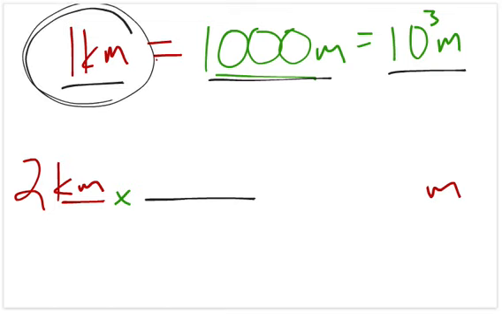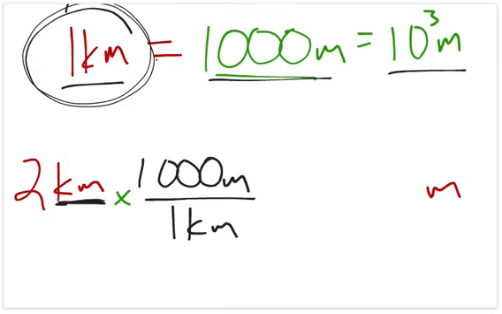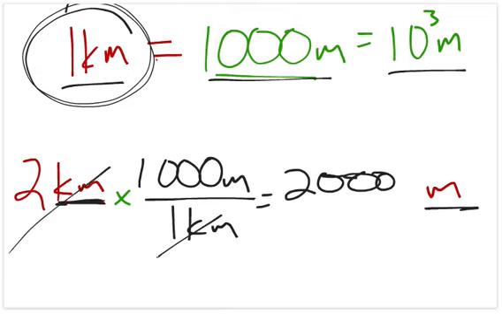All we have to do is make sure the unit that we're getting rid of goes underneath, so we can get rid of it, and the unit we want goes on top: 1,000 meters. 2 times 1,000 is 2,000 meters. Kilometers cancel out. See, it's starting to get kind of easy.